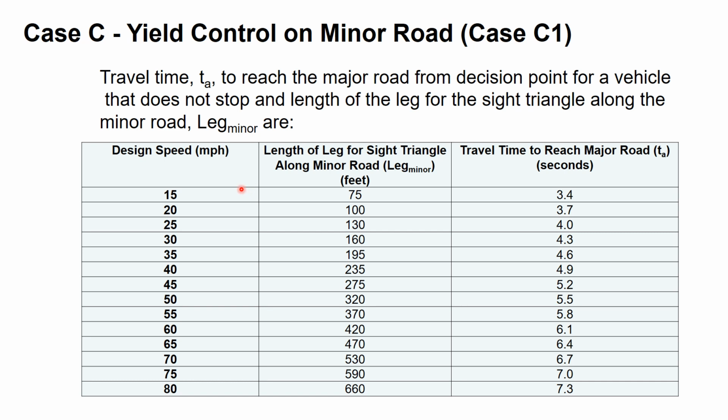Here's our lookup table for that T sub A component. So we need to know our design speed, and then we can look up that length of the leg for the sight triangle leg minor here, and also the travel time to reach the major road T sub A. So we've got both those values here, both the time component T sub A and what that overall length of the leg should be given that design speed and what would be associated with that travel time.